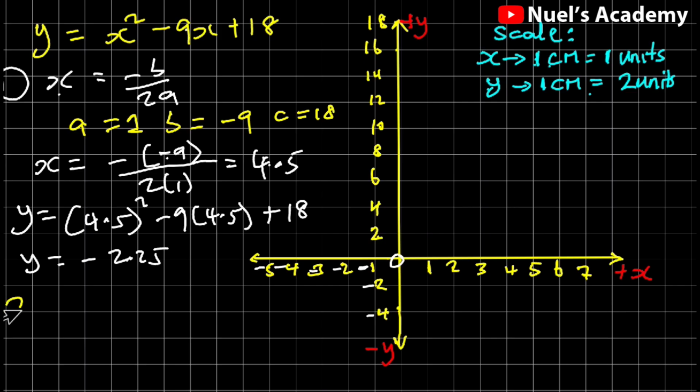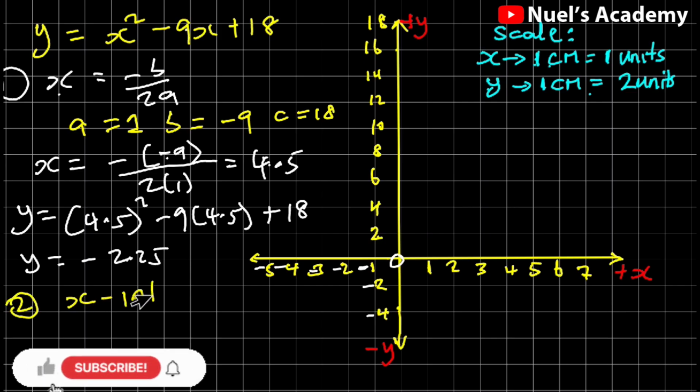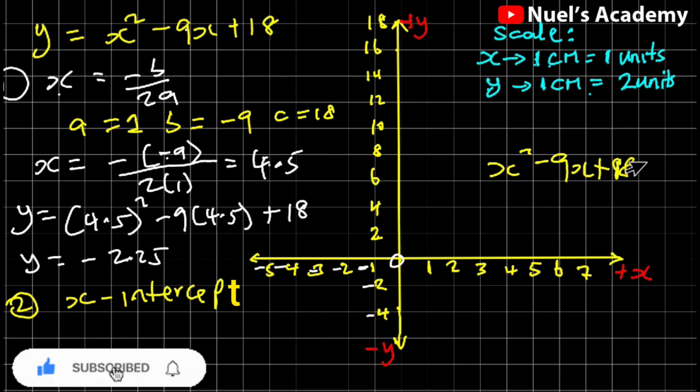The second thing we're going to find is the x-intercept. Now, the x-intercept is the point where the parabola cuts the x-axis. Know that at any point on this x-axis, the value of y there is equal to 0. Because of that, we're going to equate this function to 0. So we're going to solve x squared minus 9x plus 18 equal to 0, and then find the values of x. The values of x here can be gotten using the factorization method, because this is factorizable. If you solve it, you get that the values of x are 3 and 6. So these are the roots of the equation.